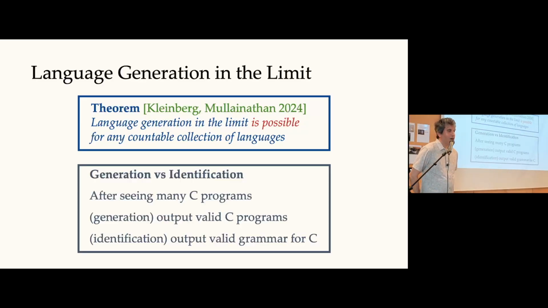Okay? And again, just to drive the point home, what's the difference between generation and identification? Let's say you're trying to learn C programs, right? So after seeing many examples of C programs, if you're able to output valid C programs, we call that generation. If on the other hand you're able to output a valid grammar for the C programming language, that would be identification. Okay? Identification is hard, but generation turns out to be easy.